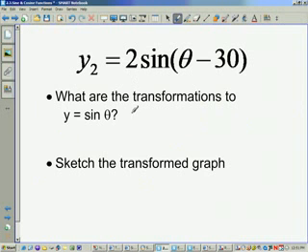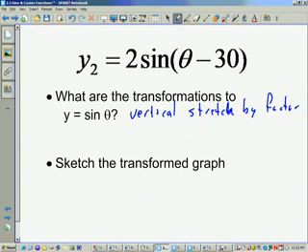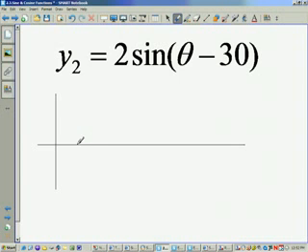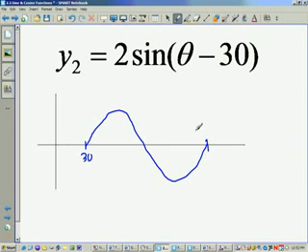Now, there are two transformations here. This is a vertical stretch by a factor of 2. And we're going to move it to the right 30. Yeah. We're going to move it to the right 30. So we start 30 degrees over. And then the sine starts here, goes up, comes down, goes back there. Now we said the sine does this in 360, so this would be 390.